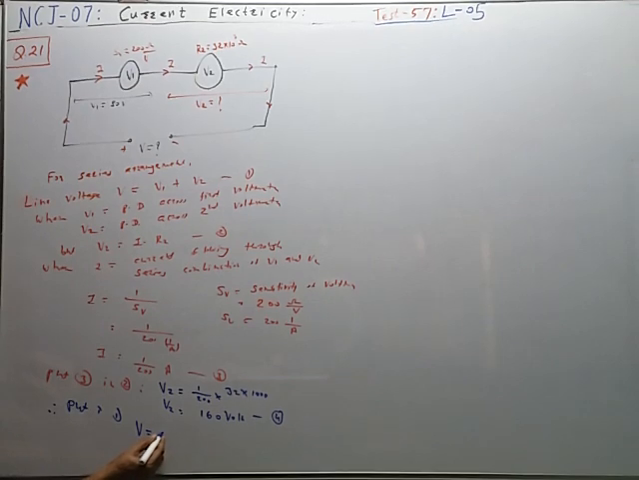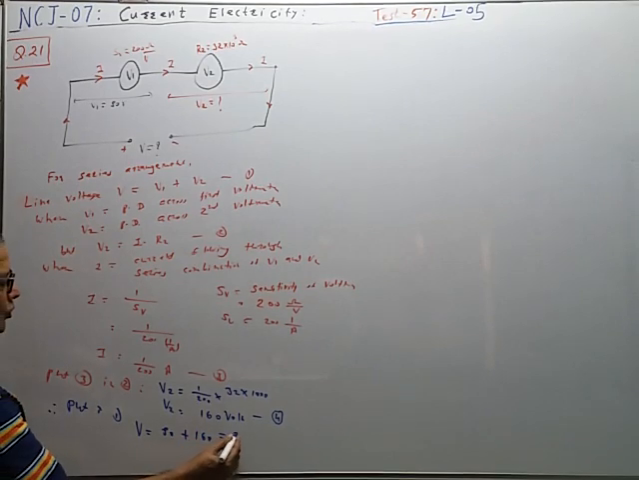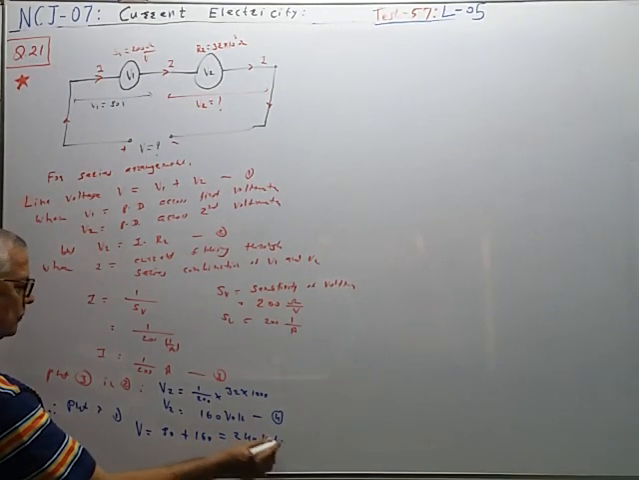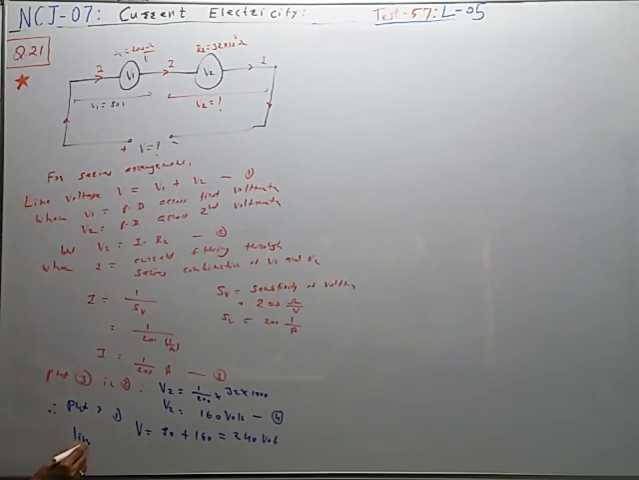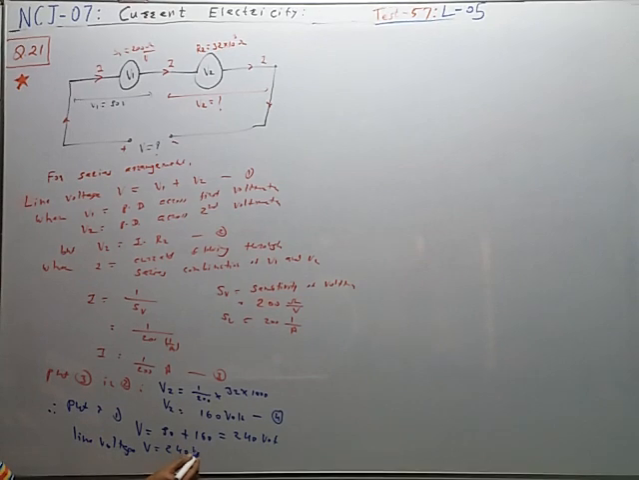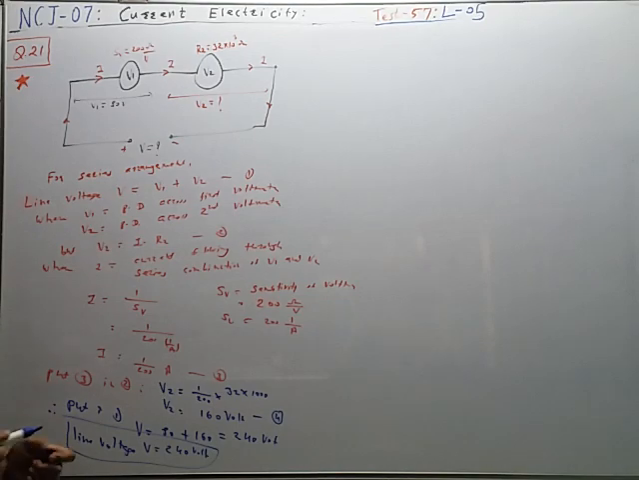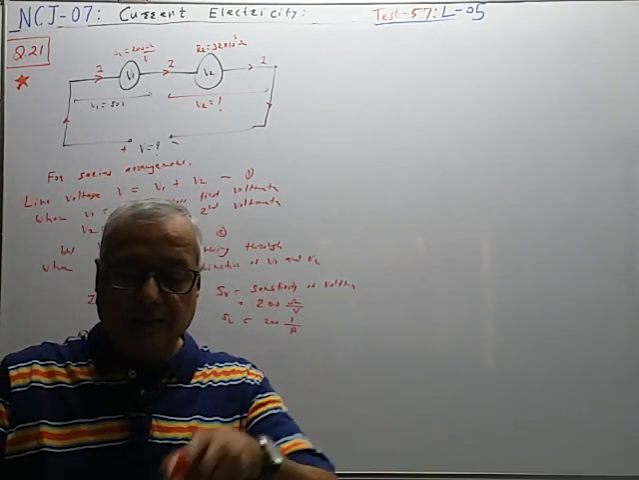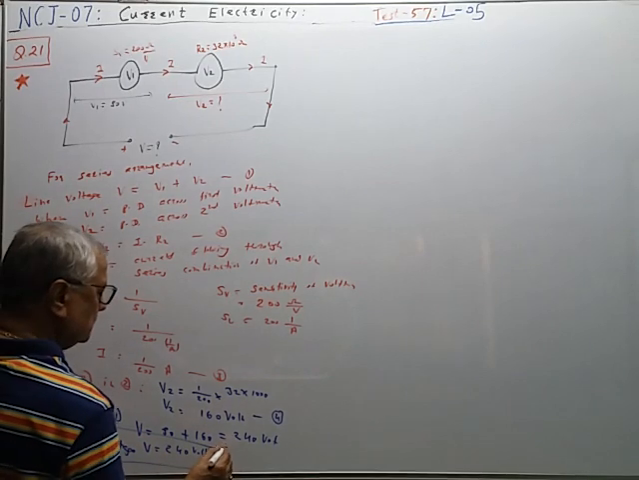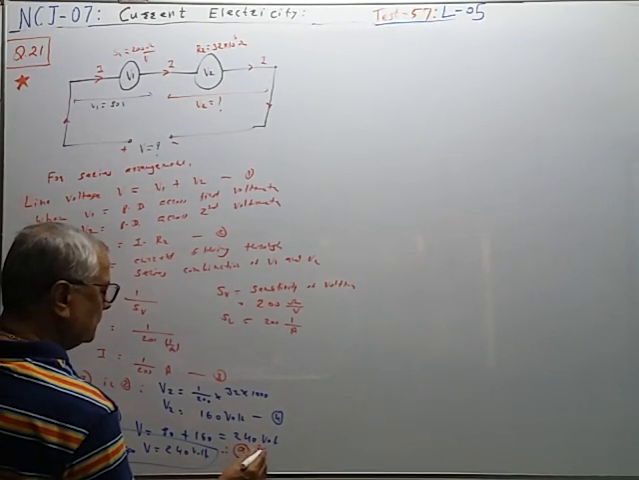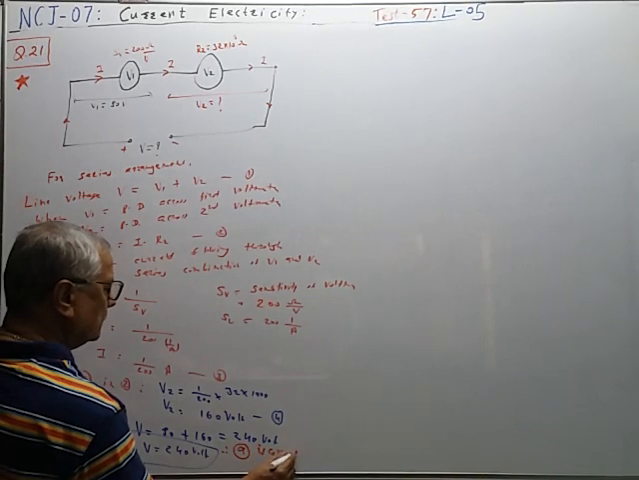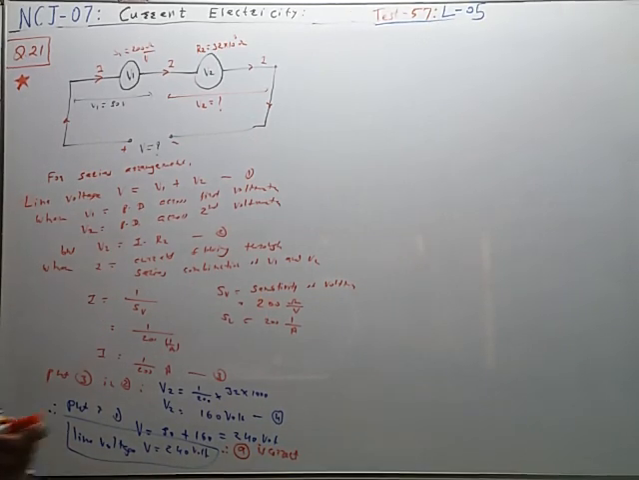So we know all the values. So V is equal to V1 plus V2, already we know 80, it is given directly, plus 160. So total is equal to 240 volt. So line voltage V is equal to 240 volt, like this, and therefore the correct answer is A. Therefore A choice is correct.